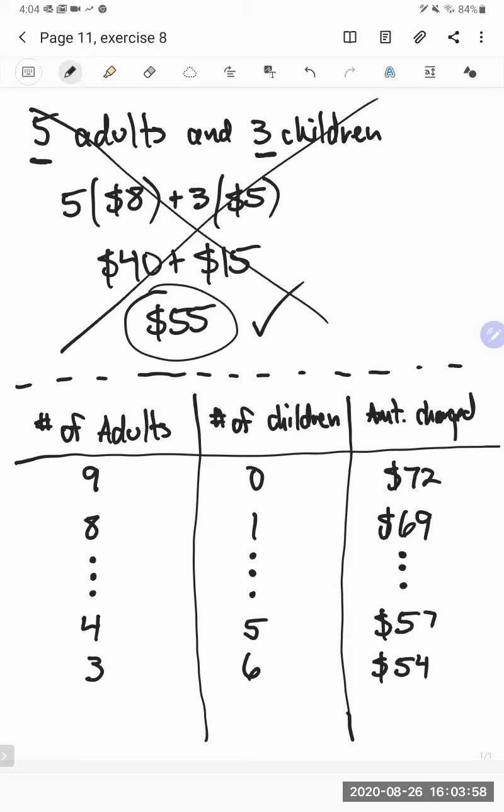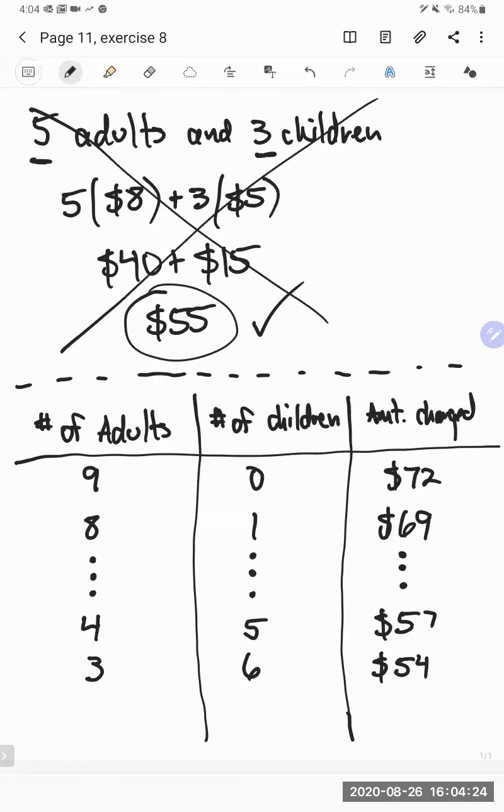So when we had 4 adults and 5 children, the amount charged was $57. When we have 3 adults and 6 children, the amount charged was $54. It doesn't seem like it's possible for us to get a charge of $55, right? So the question asked us, could this amount be correct? And the answer is no. It's not possible.